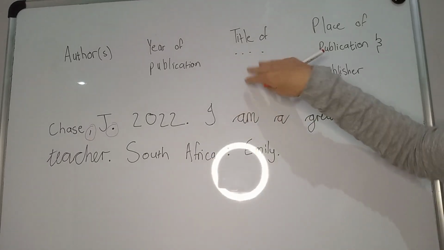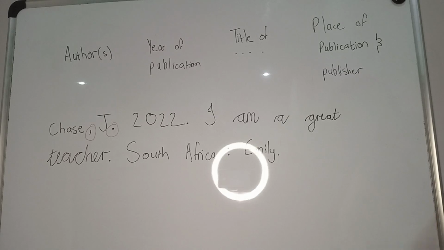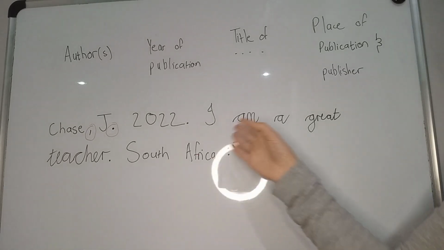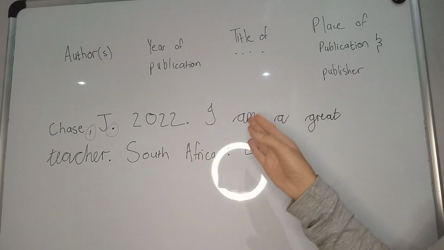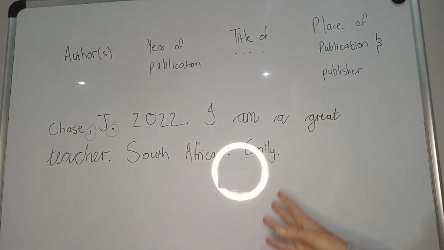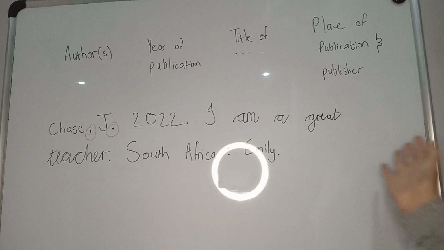Then you'll put the title of the journal or the book or whatever. So I came up with my own title and I said, I am a great teacher. And this will be in italics. The title of anything will always be in italics. As you can see, I've written something down in very poor cursive.